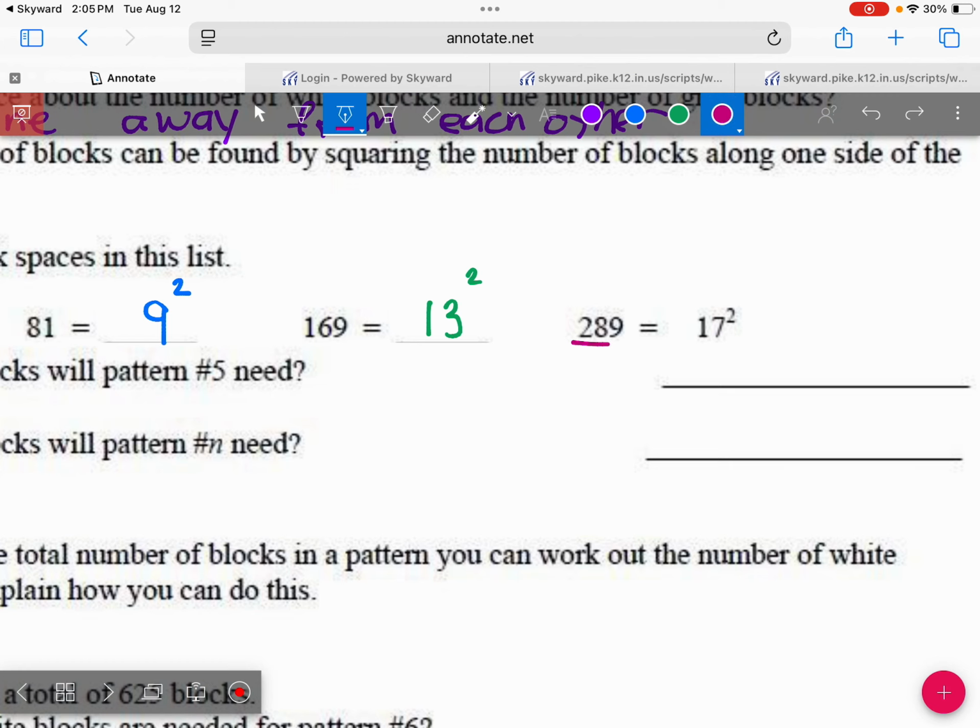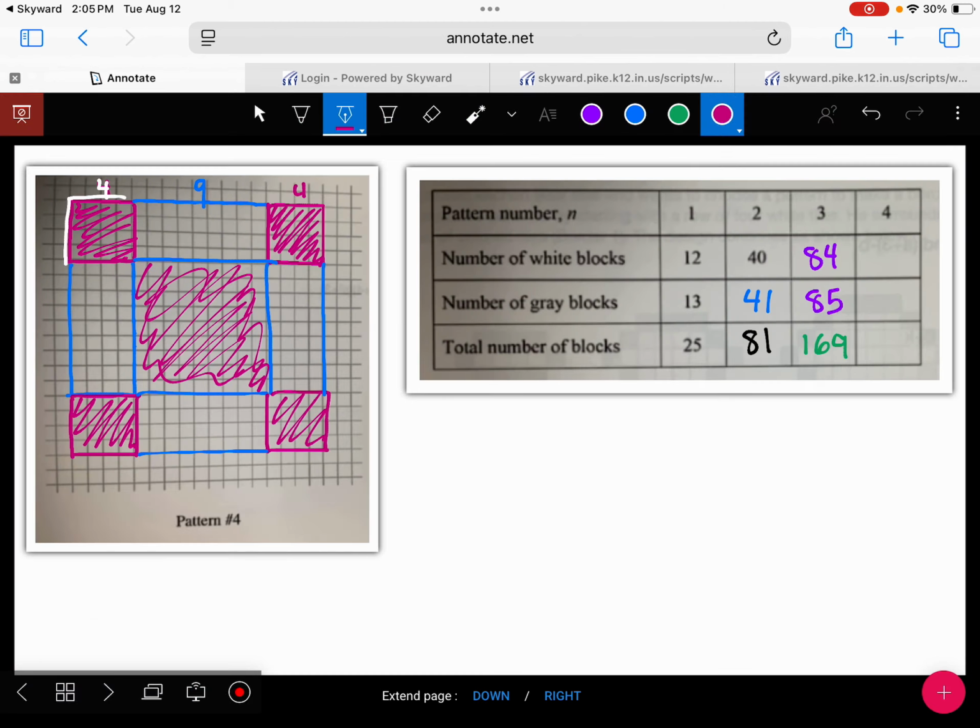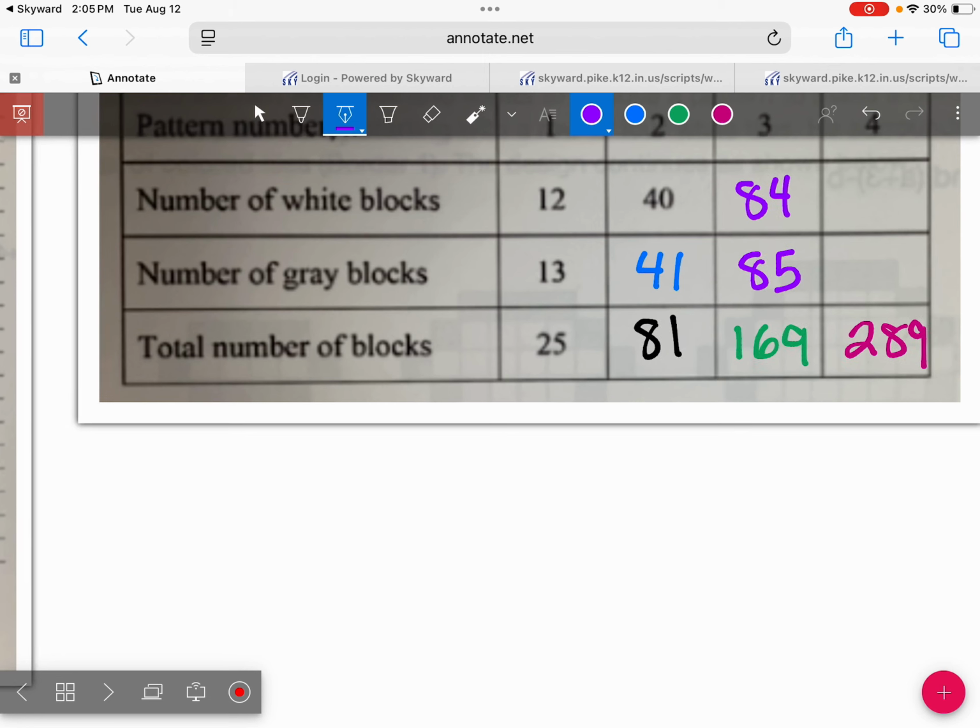Oh, shock. Look what they have here. 17 squared gives us 289. So how many squares are in our whole pattern number 4? 289. Because this one came from our 5 squared, this one came from our 9 squared, this one came from our 13 squared.